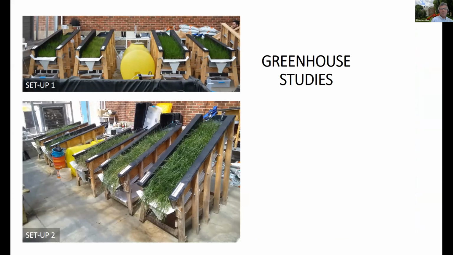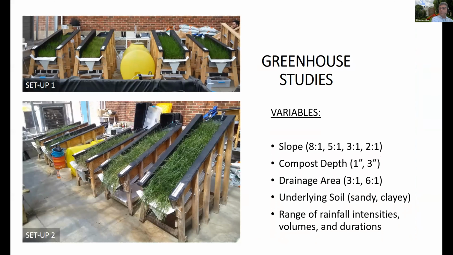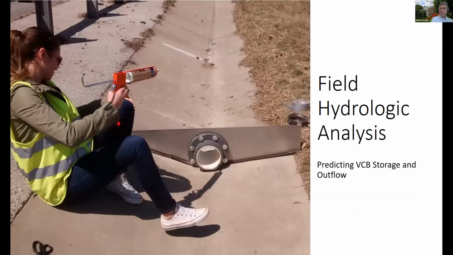And these are the different setups in the greenhouse. We have different slope ratios, different compost depths, drainage areas, and the underlying soil. So here, this is the blanket right under the grass, and there is also a soil that's not shown under the vegetative compost blanket. That could be sandy, that could be clay. So we vary and play with those, even though typically in the field those layers would be sandy. Range of different rainfall intensities, and then volumes and durations, and then we water them on a regular basis, and then we do lots of different measurements, including the image-based ground cover measurements and so on and so forth.